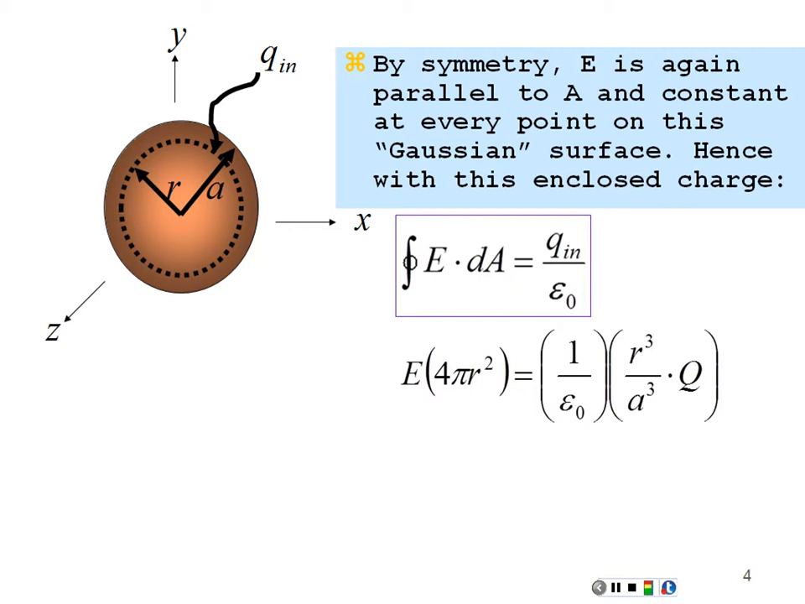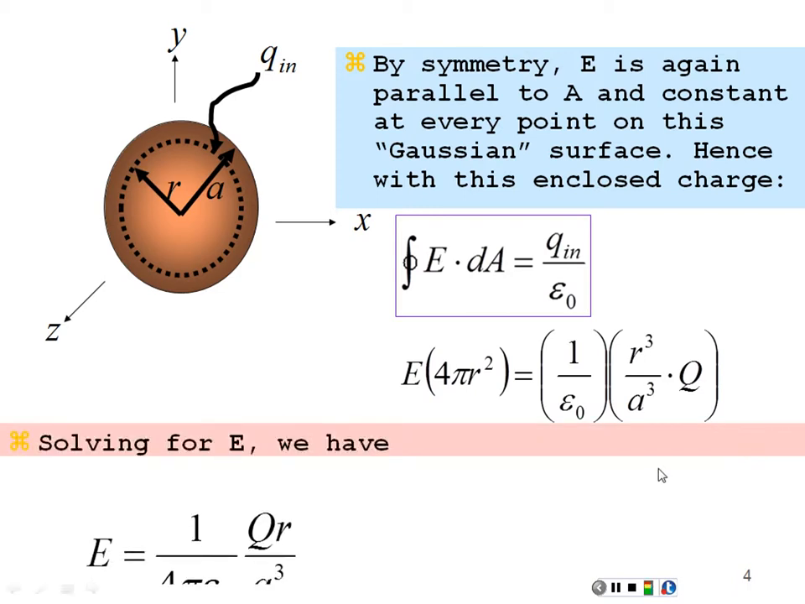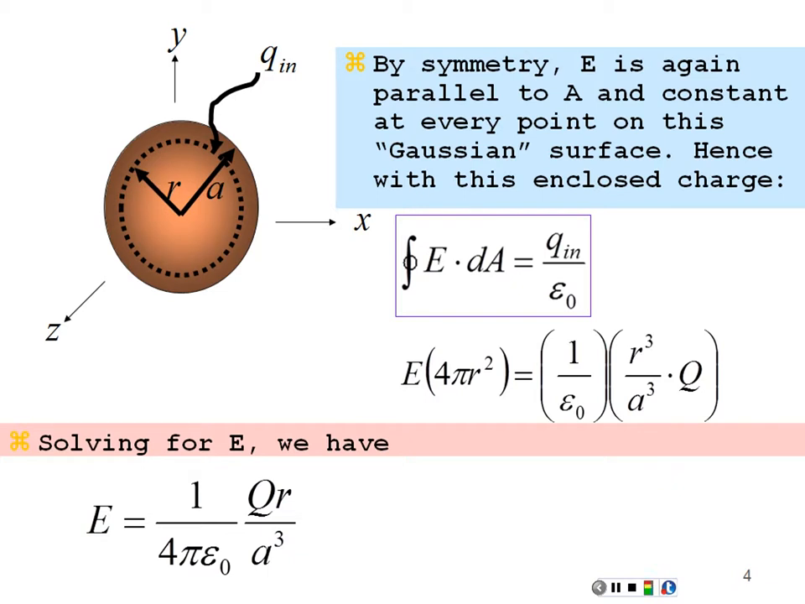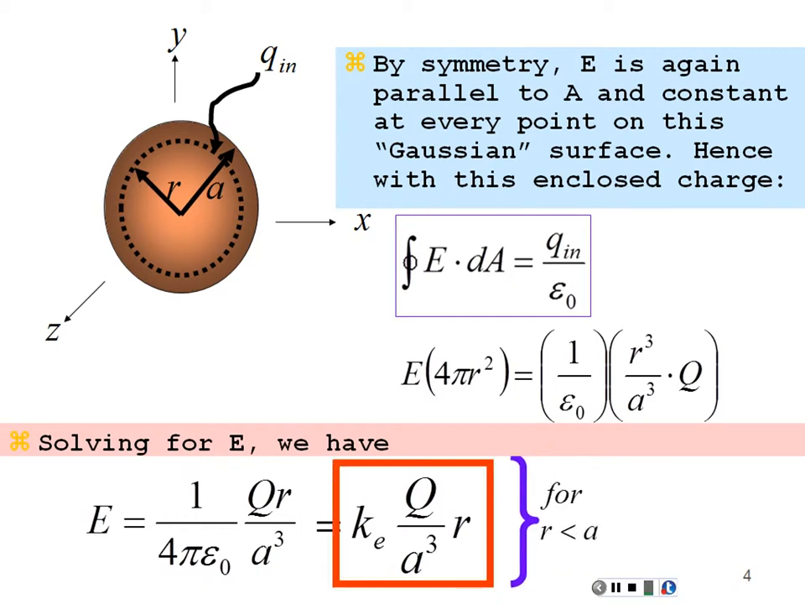So E times 4 pi r squared is going to equal our charge enclosed over epsilon naught, which is r cubed over a cubed times big Q that we just determined. If we solve this for E, we're going to get rid of r squared on both sides, and we have E is equal to 1 over 4 pi epsilon naught, Q r over a cubed, which is KQ over a cubed times r. R is our variable going from 0 to a, and everything else is a constant out front. So we see that our E field is linear as we go from 0 to the radius of the sphere. It's going to increase in a linear fashion with r.